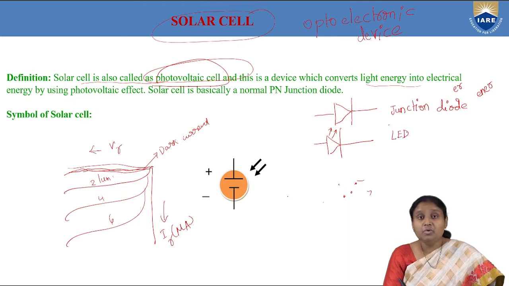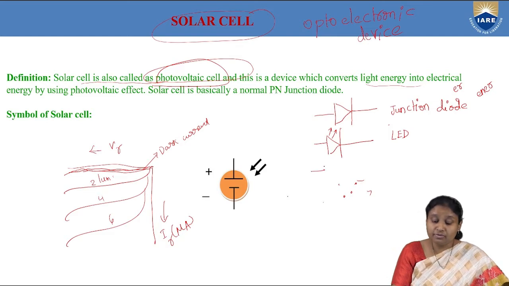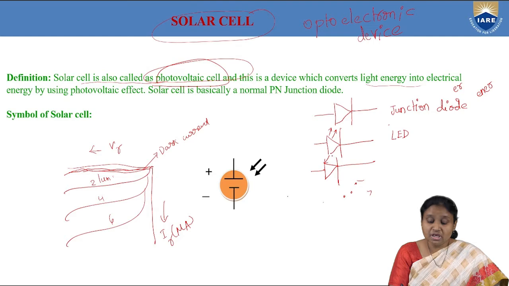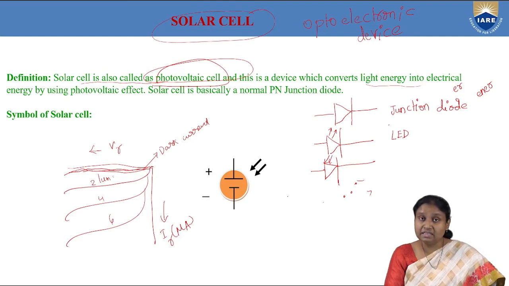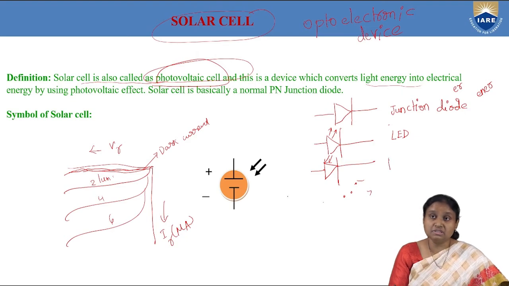When we talk about a photodiode, the symbol is completely different. In this we put our arrows going inside, which means that our input energy is light energy and the output energy is current. So this is the symbol for a photodiode.